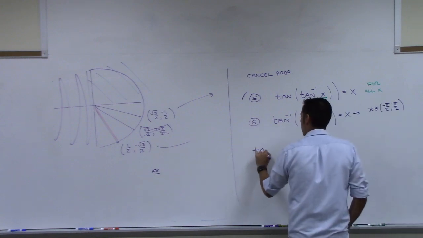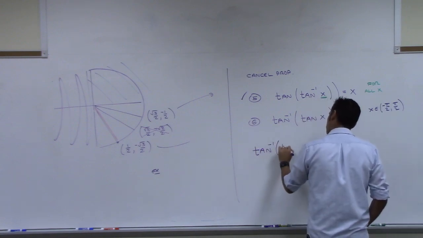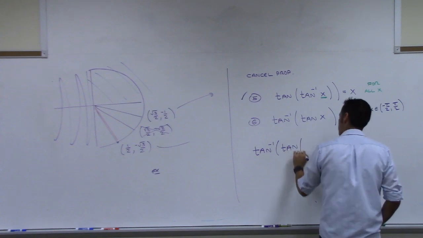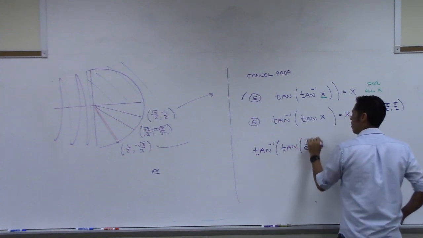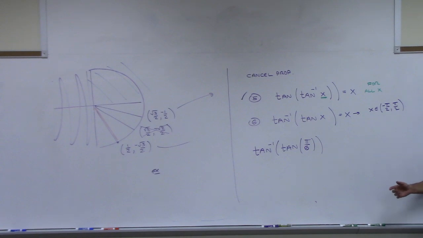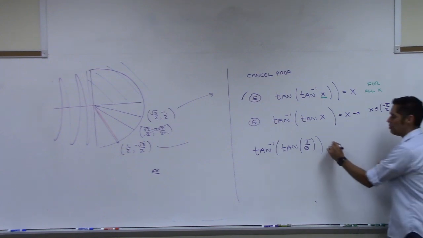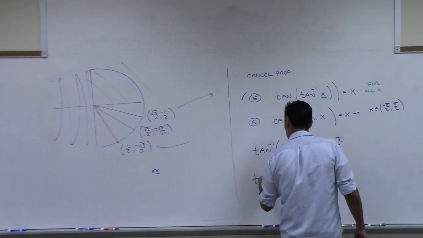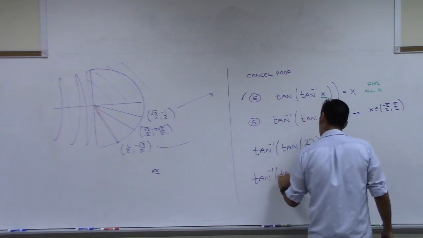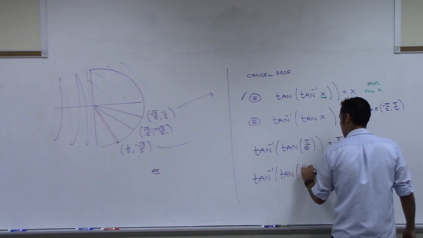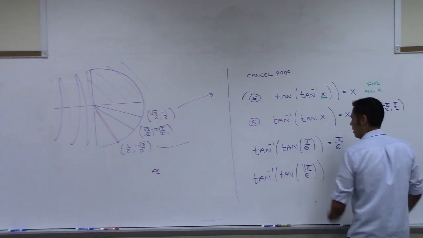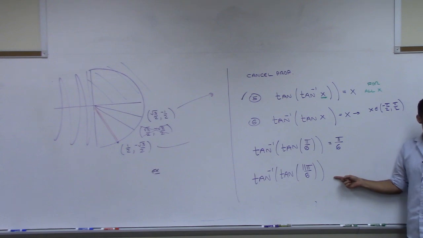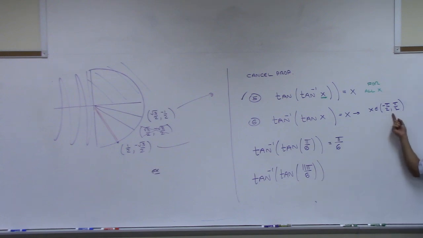So if we had arctangent of tangent of pi over 6, what would the answer be? Well, is pi over 6 in here? Yes, right? So the answer would be pi over 6. But if we did arctangent of tangent of 11 pi over 6, that would not be 11 pi over 6, because 11 pi over 6 does not live in here.